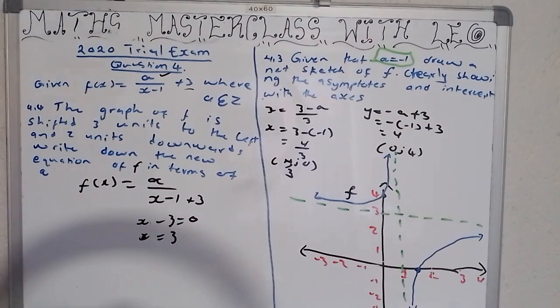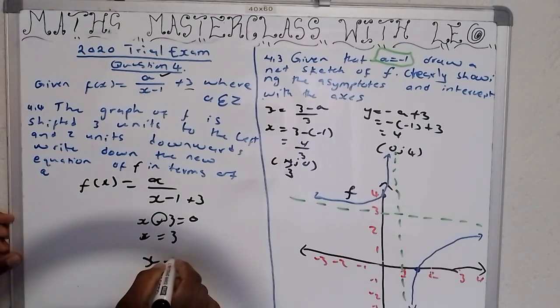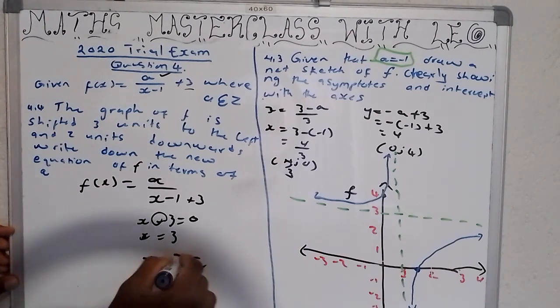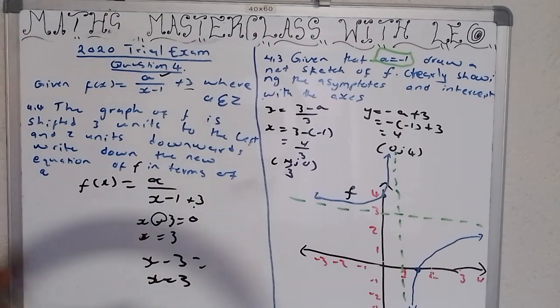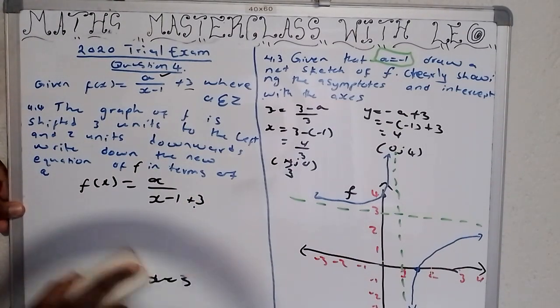Initially, when I say the graph is shifting to the left, I'm saying it's going to be shifting to the negative side. But I have x minus 3, right? When I take this 3 to the other side, I'm going to have x positive 3. That is why here I'm adding positive 3, right? That is why I'm adding positive 3.